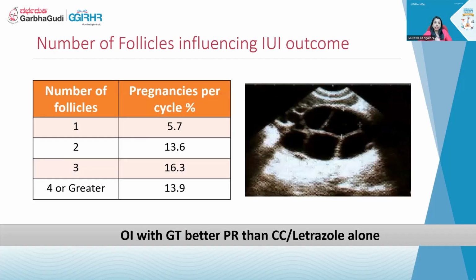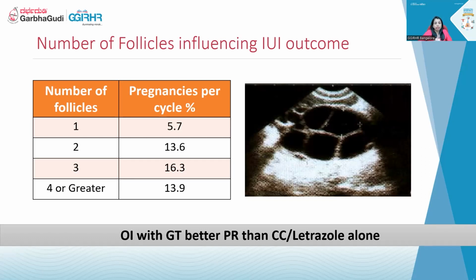Then what should be the ideal number in order to get the best outcome in the IUI? So you can see that with 1 follicle, the success rate is about 6%. It increases to 14% with 2 and increases to 16% with 3 follicles. And thereafter you can see as the number increases to 4 follicles, there is actually a drop in the IUI success rates. This is because more and more estrogen levels can again displace your implantation window as well.